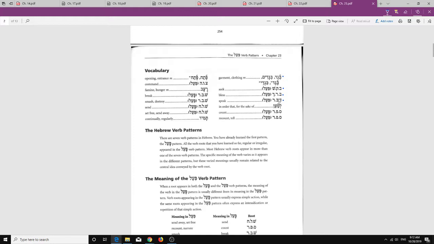We have Dalet Bet Resh, which is speak. It's used slightly differently than Amar, which is to say. Amar usually is used with actual dialogue, whereas speak usually is not. It will be used in a kind of unique way compared to Amar. Then we have lema'an, which means in order that, for the sake of.